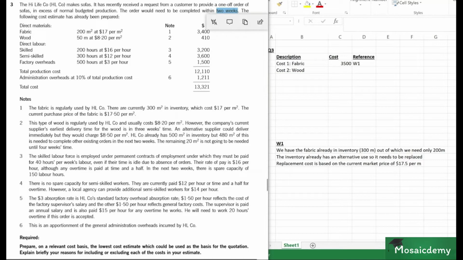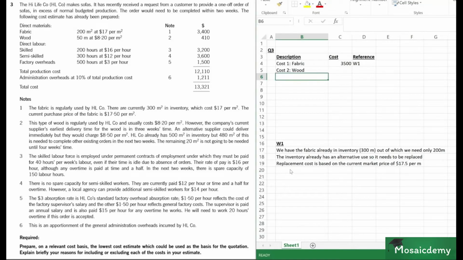So they'll deliver this in 3 weeks if we get it from the regular supplier. An alternative supplier could deliver immediately, but they would charge a higher price of $8.5 per meter squared. We already have 500 meters in inventory, but 480 of this is needed to complete other existing orders in the next 2 weeks. The remaining 20 is not going to be needed until 4 weeks' time. So we have quite a situation on our hands.